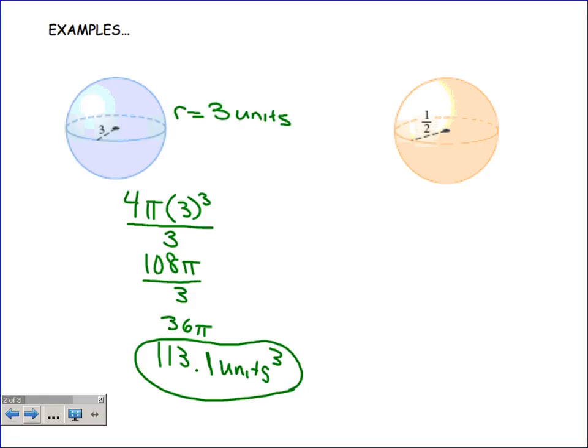I want everyone to try number 2 on its own, with the 1/2. I want you guys to try the 1/2 on your own. Sam, turn around and work on the 1/2. Sam, do you have a calculator? You're going to need one. You need to get one.